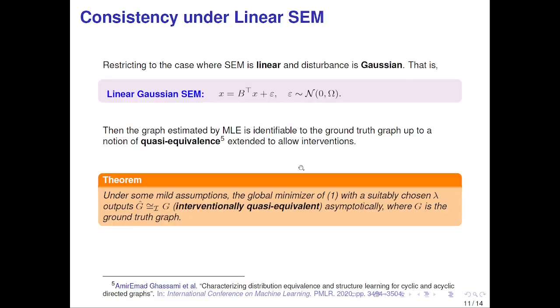Under a restricted setting, NODAGS-Flow is provably consistent. That is, when the structural equations are linear and the disturbance is Gaussian, the graph estimated by NODAGS-Flow is identifiable to the ground truth graph, assuming that the global minima is reached, up to a notion of quasi-equivalence extended to allow for interventions. Now this is formalized by the theorem shown here.